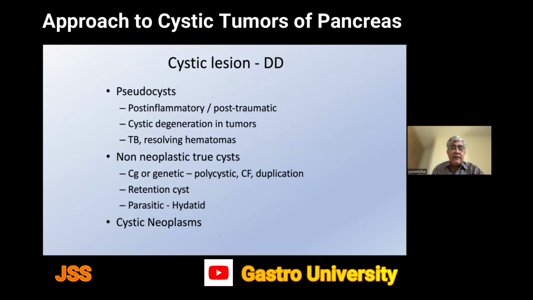So basically, if you remember our general surgery, a cyst is a fluid-filled cavity which is lined by epithelium or endothelium. If it's not lined by epithelium or endothelium, it is not a cyst. So technically, it's a pseudocyst. In the pancreas, the term pseudocyst implies, colloquially, the post-pancreatitis or post-traumatic setting. Likewise in tuberculosis, if you get a caseating necrosis or a cold abscess, or there are hematomas which are resolving, they all are pseudocysts.